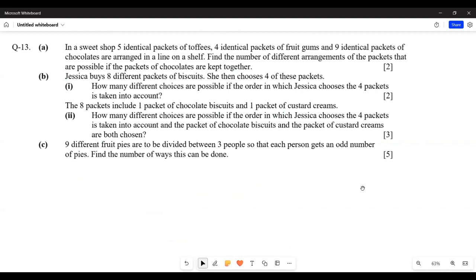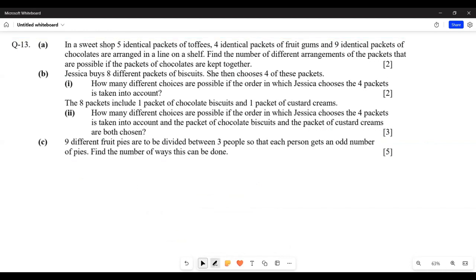Question number 13. Part A. In a sweet shop, 5 identical packets of toffees, 4 identical packets of fruit gums, and 9 identical chocolates are arranged in a line on a shelf. Find the number of different arrangements of the packets that are possible if the packets of chocolates are kept together.